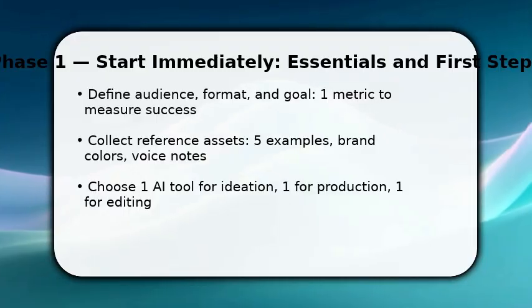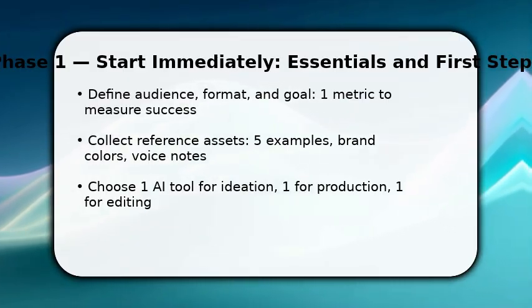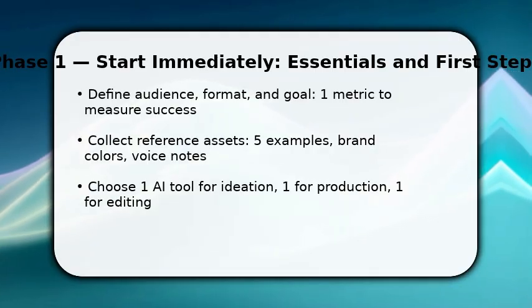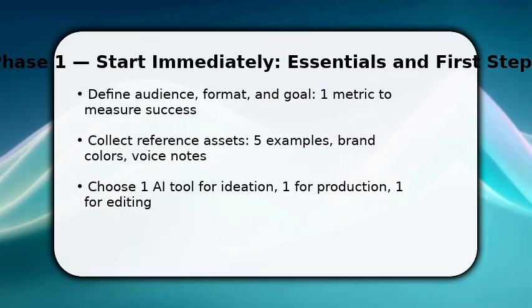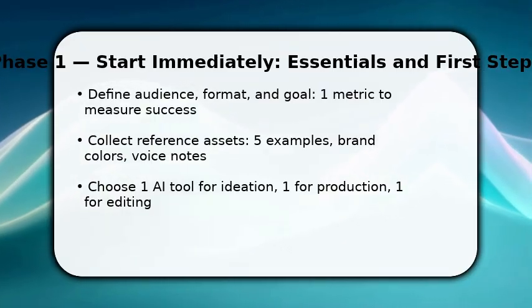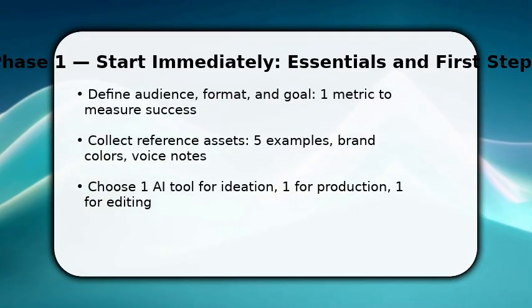You begin by locking inputs, audience, format, and a measurable goal. This guides every AI choice. Once done, gather 3-5 reference assets and a short brand voice brief so outputs stay consistent. Next, pick one AI for ideation and one for content creation. Make sure they integrate or export cleanly.